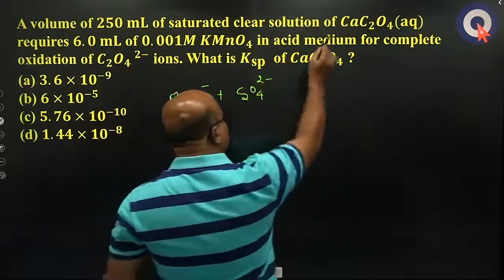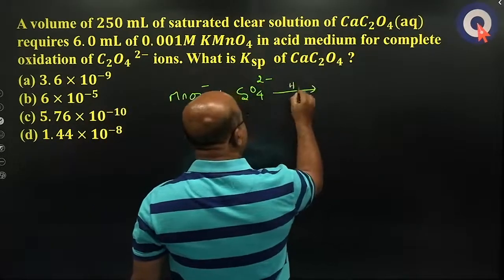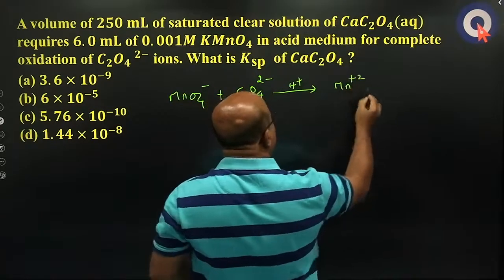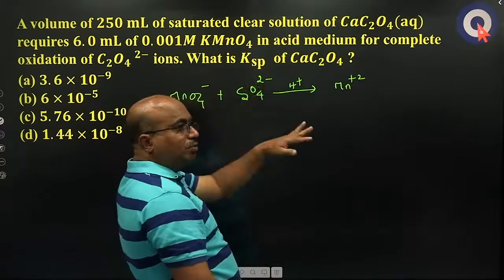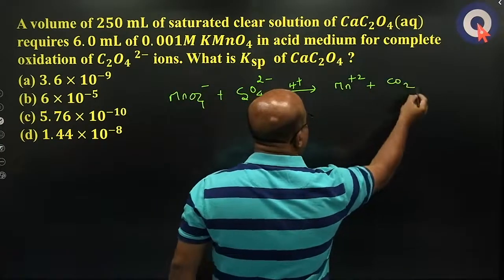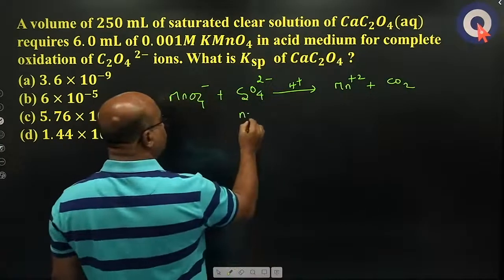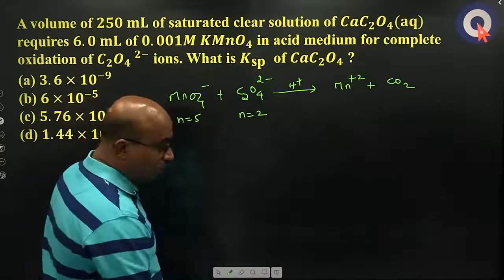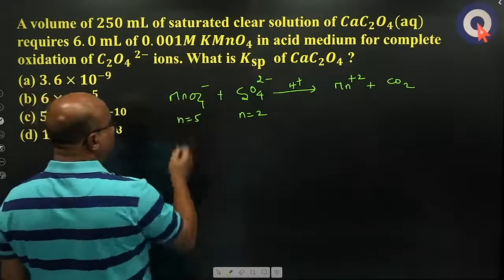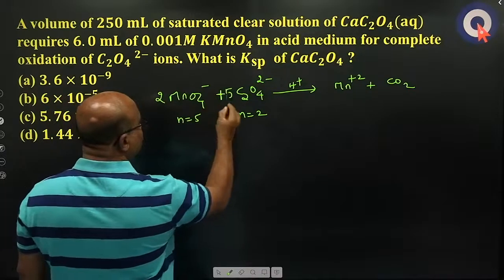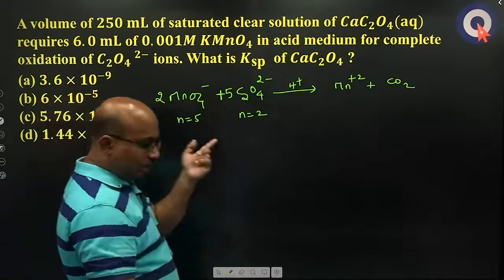So it can't oxidize. In acidic medium, permanganate converts into Mn+2, because its oxidation state changes by 5 units, and oxalate converts into CO2. So the N factor of oxalate is 2, and the N factor of permanganate is 5. So how many moles react? 2 moles of permanganate react with 5 moles of oxalate. So what we do is, we interchange the N factors.